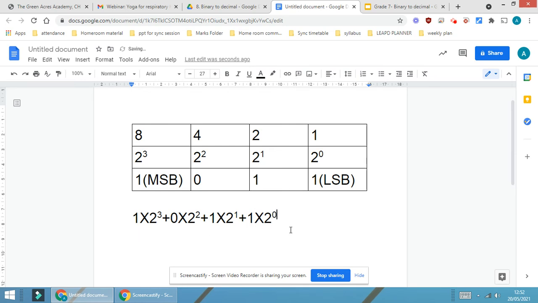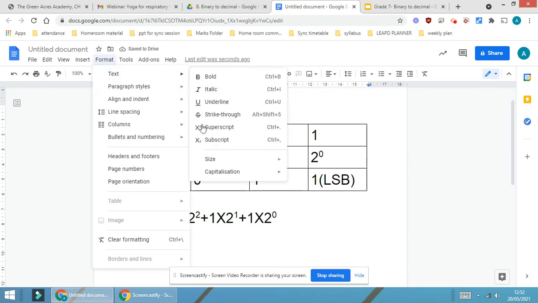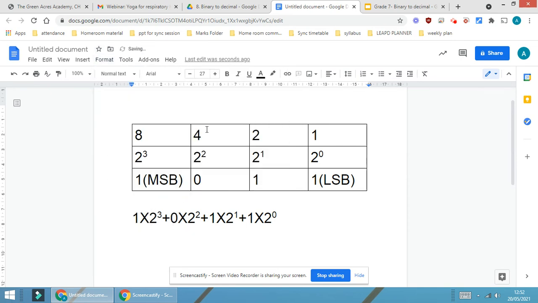So what is 1? Format text superscript, again just to see whether it is formal. Yes. Now what is 1 into 2 raised to 3? We are very much aware 2 raised to 3 it is 8. So 1 into it will be 8. 1 into 8 plus 0 into 4 plus 1 into 2 plus 1 into 1.